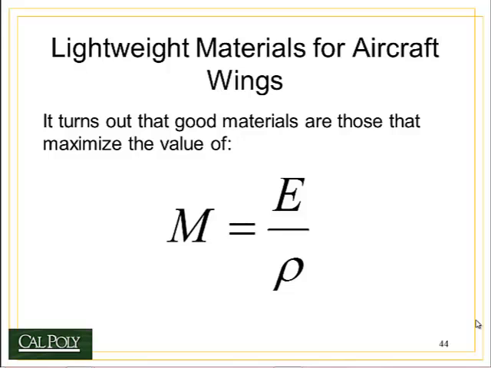Remember that in order to have a good aircraft wing, we want to maximize the elastic modulus and minimize the density rho. In fact, we can create a property called M, the specific modulus, which is equal to E over rho, the density.